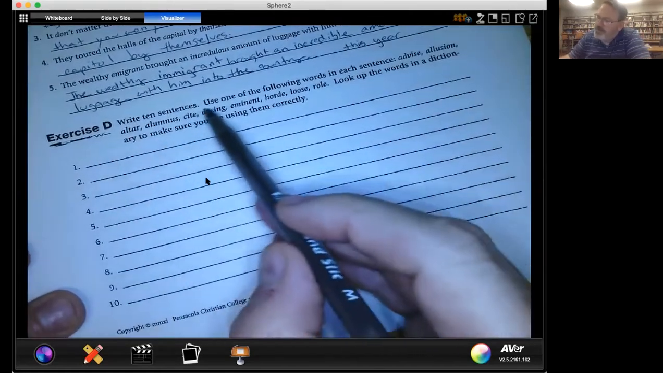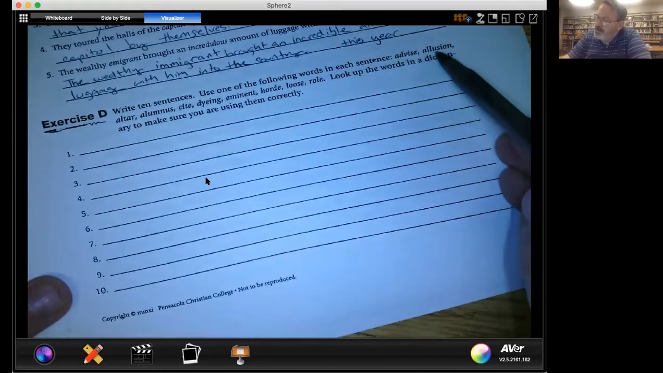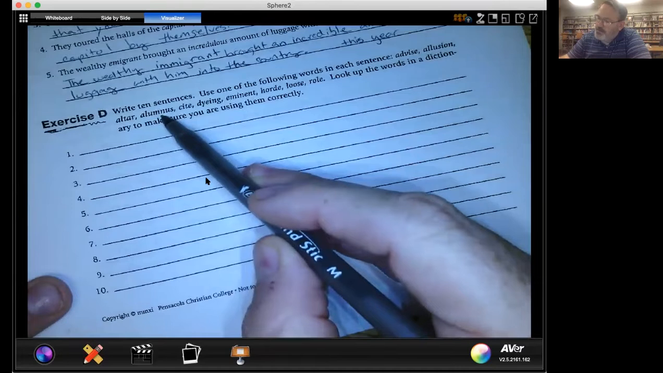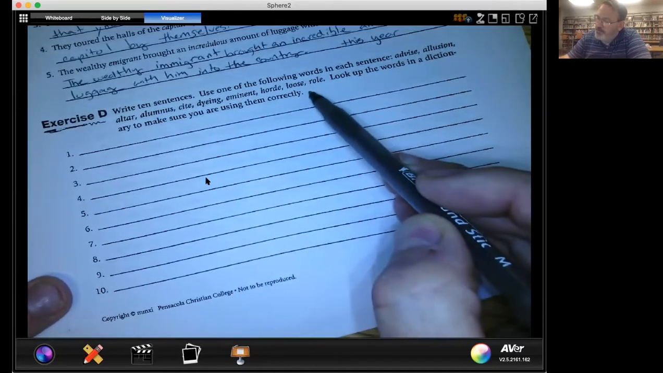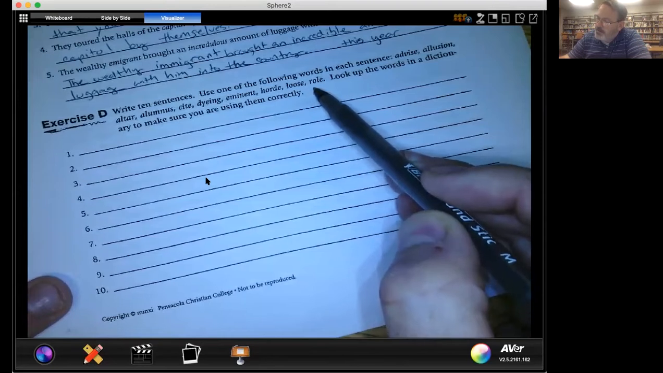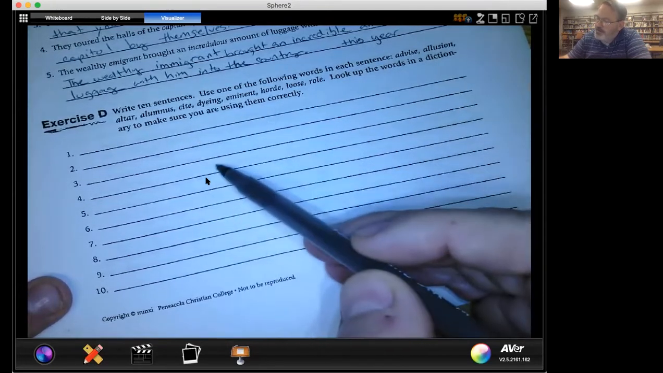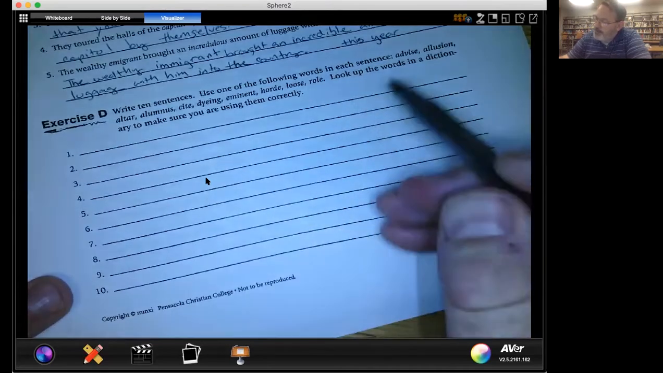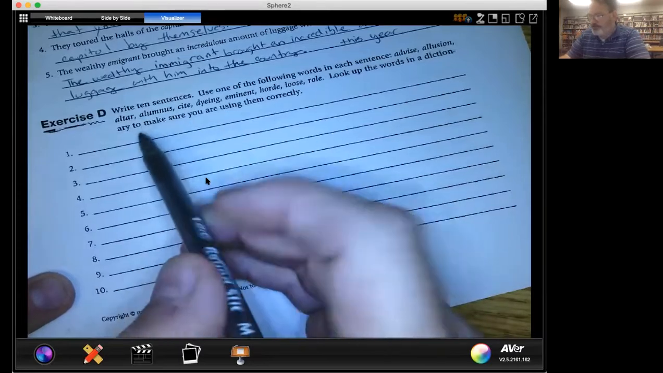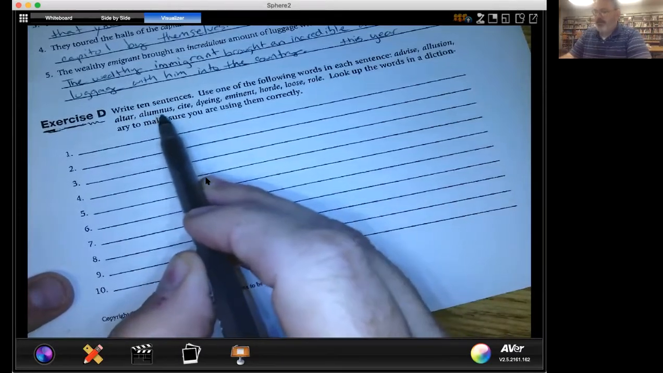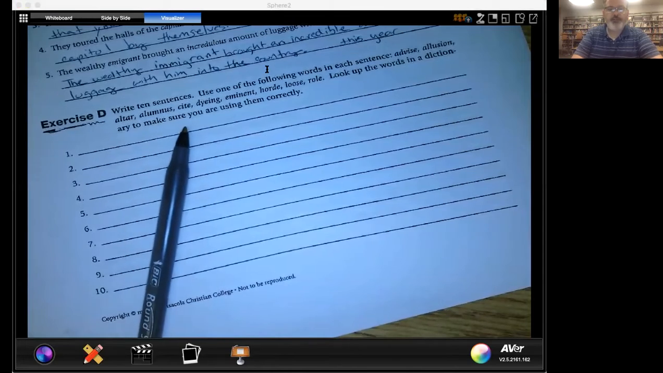Next, write 10 sentences. Use one of the following words in each sentence: advise, illusion, alter, alumnus, cite, dying, imminent, hoard, loose, roll. Look up the words in a dictionary to make sure that you are using them correctly. Okay, well, we know we talked about all of these except, well, alumnus, that should be singular. Let's look this up just to make sure.